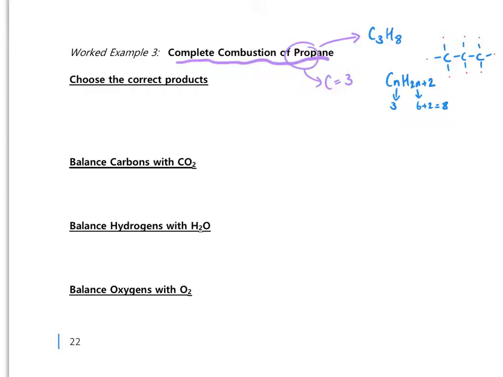Then in terms of writing your balanced symbol equation for the combustion of propane, you need to choose your correct products. So remember, complete combustion gives you carbon dioxide and water. Incomplete combustion gives you carbon monoxide and water. This is the complete combustion of propane, so think about what your products are going to be. The second step is then to balance your carbons with carbon dioxide. Step 3 is to balance the hydrogens with water, and step 4 is to balance the oxygens with O2.